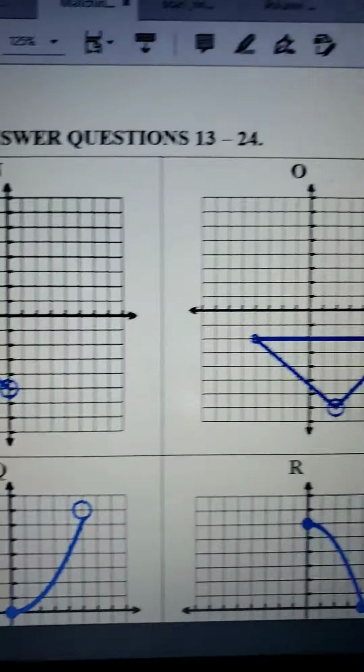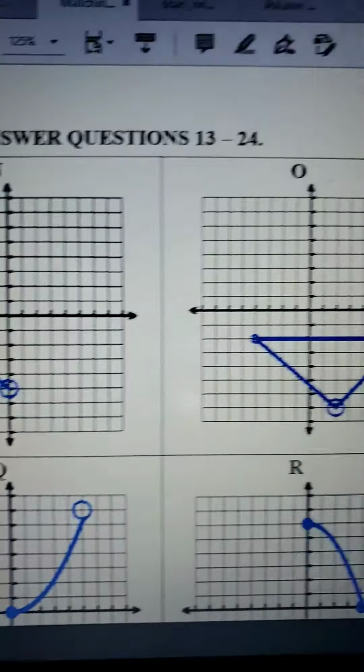Graph O. This is the furthest point to the left. It's left 4 from the origin. This is the furthest point to the right. It's right 7 from the origin. So our domain is from negative 4 to 7. Our range goes from the lowest point, which looks like it's at negative 7, up to our highest part of the graph, which is at negative 2. So our range is negative 7 up to negative 2. Graph O goes with number 18.